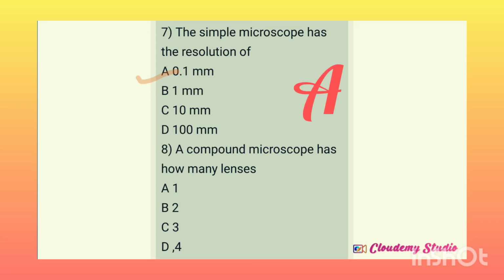Next question, a compound microscope has how many lenses? Option A 1, option B 2, option C 3, option D 4. The answer to this question is 3. A compound microscope has a 3 lens system. First is the condenser lens, second the objective lens, and last one is the eyepiece lens. Eyepiece is also called the ocular lens. So these 3 lens systems are present in the compound microscope.